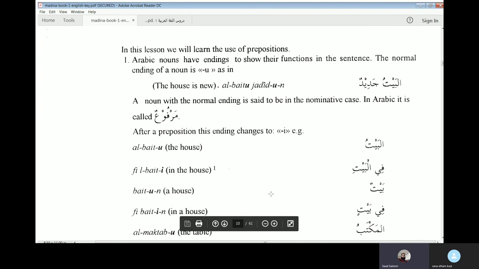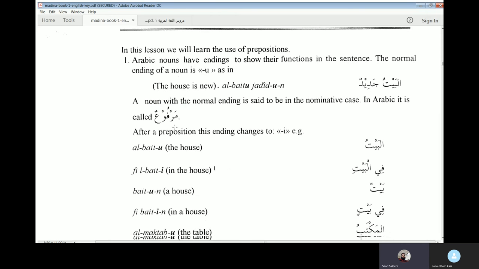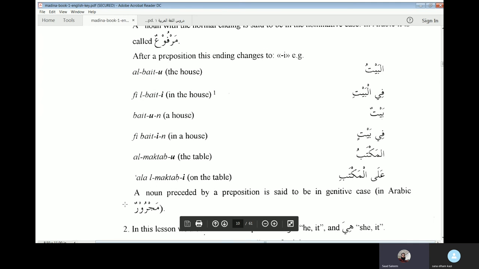So remember this point. In Arabic, we use dhamma with every word. If we use any other vowel, we should have a special reason for that. If we don't have a reason, we cannot use any other vowel. We will use dhamma, okay? And the word with dhamma is called marfu. Any word which has dhamma on it is called marfu, and any word which has kasra on it is called majroor. Remember these 3 points. Memorize these 3 points, okay?